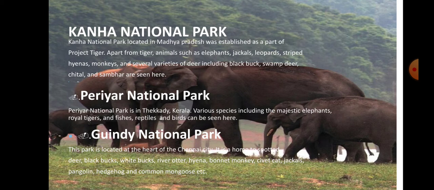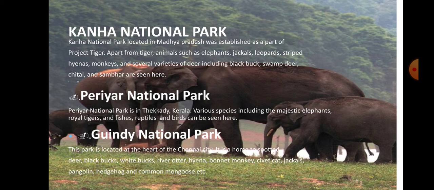Apart from the tiger, animals such as elephants, jackals, leopards, striped hyenas, monkeys, and several varieties of deer including blackbuck, swamp deer, chital, and sambar are seen here. These are the animals apart from the tiger that you can see in Khana National Park, which is located in Madhya Pradesh.